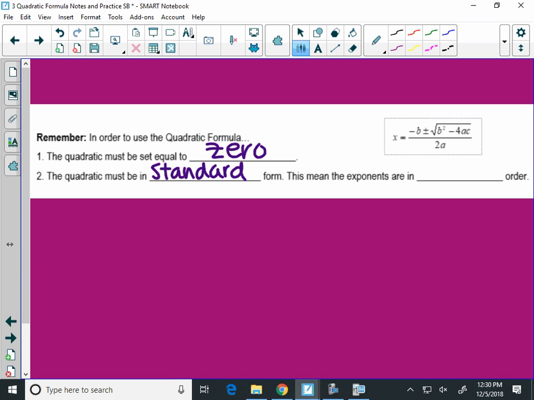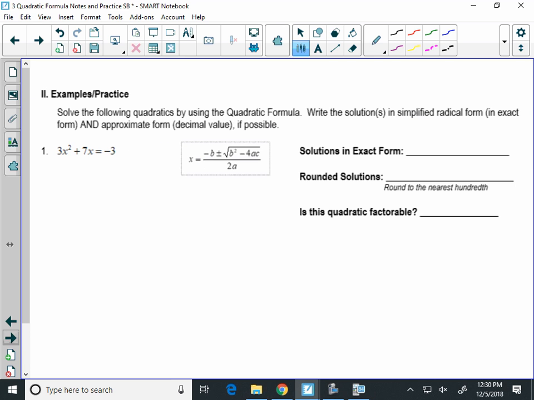which is the next point. The exponents must be in descending order. All right, so highest exponent first, x squared, then x, then the constant. So let's look at a couple more here, just to make sure we practice that we're typing things in right, and then we'll do a little bit of practice. So we'll start with number 1 here on the examples.